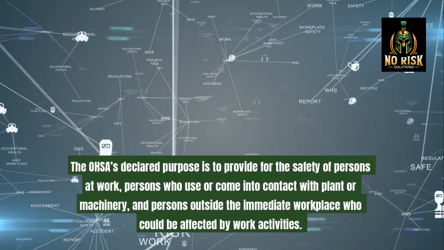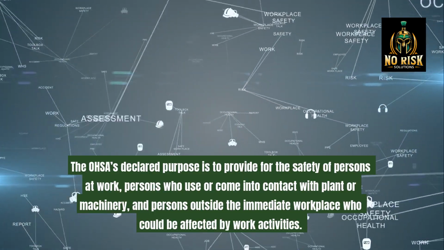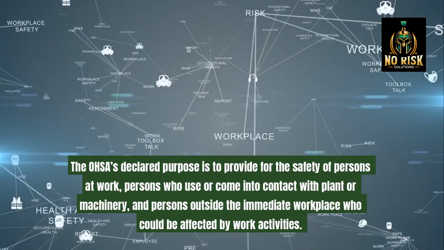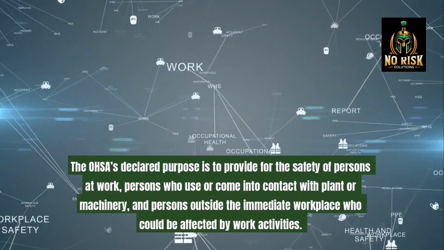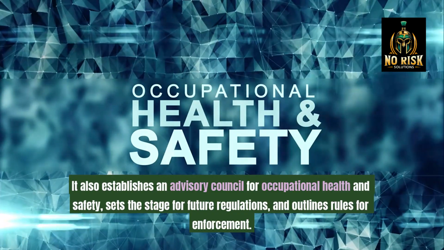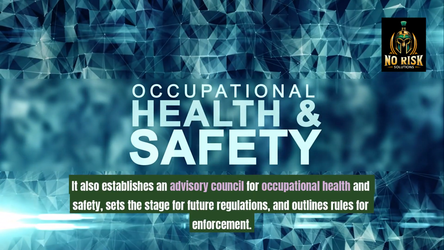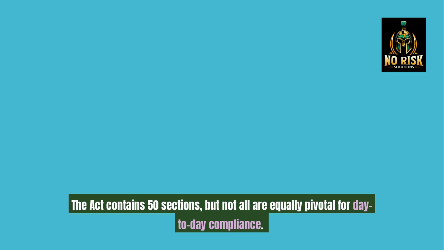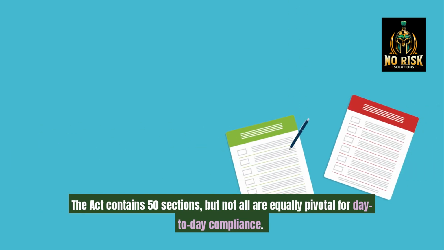The OHSA's declared purpose is to provide for the safety of persons at work, persons who use or come into contact with plant or machinery, and persons outside the immediate workplace who could be affected by work activities. It also establishes an advisory council for occupational health and safety, sets the stage for future regulations, and outlines rules for enforcement. The Act contains 50 sections, but not all are equally pivotal for day-to-day compliance.